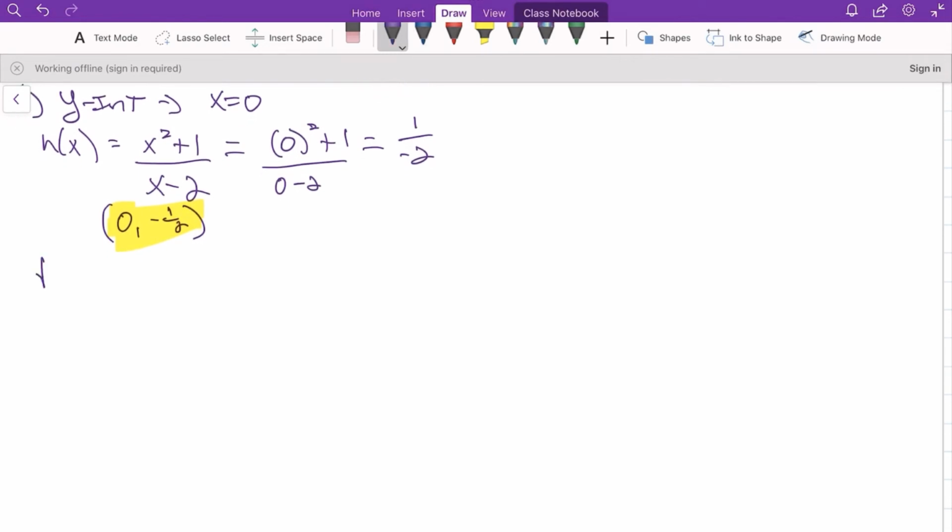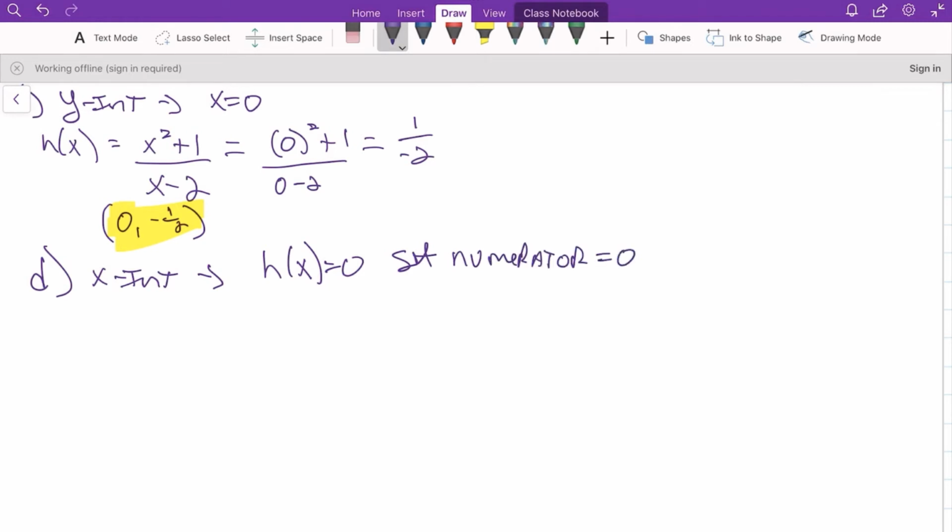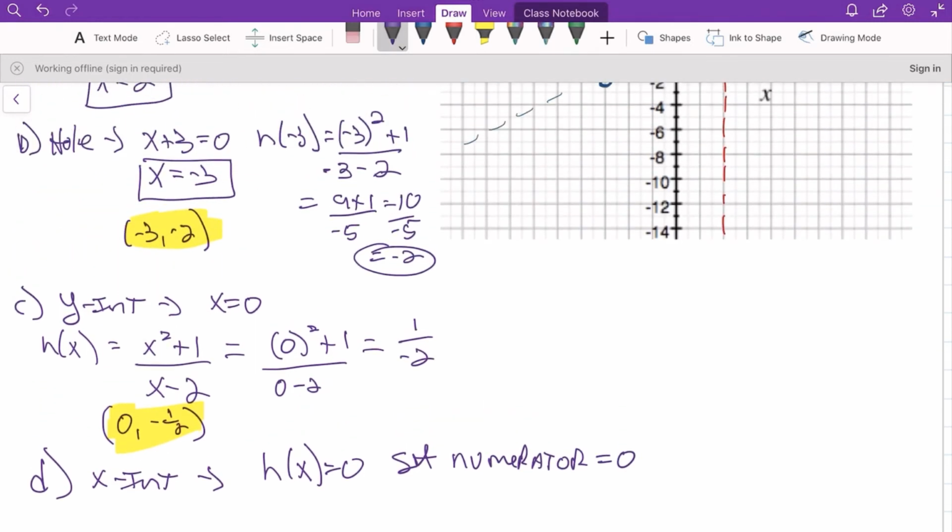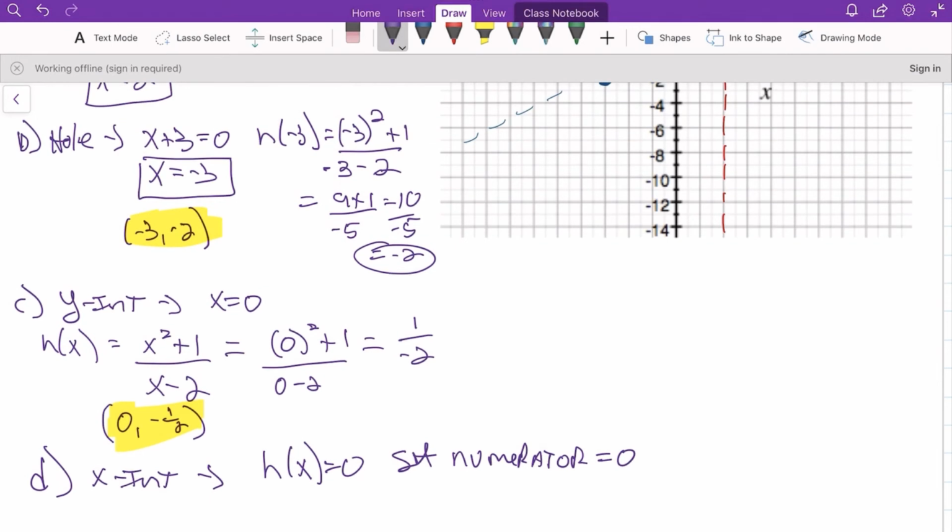So that's part D. And then for the x-intercept, all we need to do is substitute a 0 in for y, or in this case, h of x. So we're going to make h of x equal to 0, and then all we need to do is the numerator of our function. So we're just going to set the numerator equal to 0. And the numerator of our function, if I just scroll right back up here again, was just x squared plus 1. We don't need the denominator.